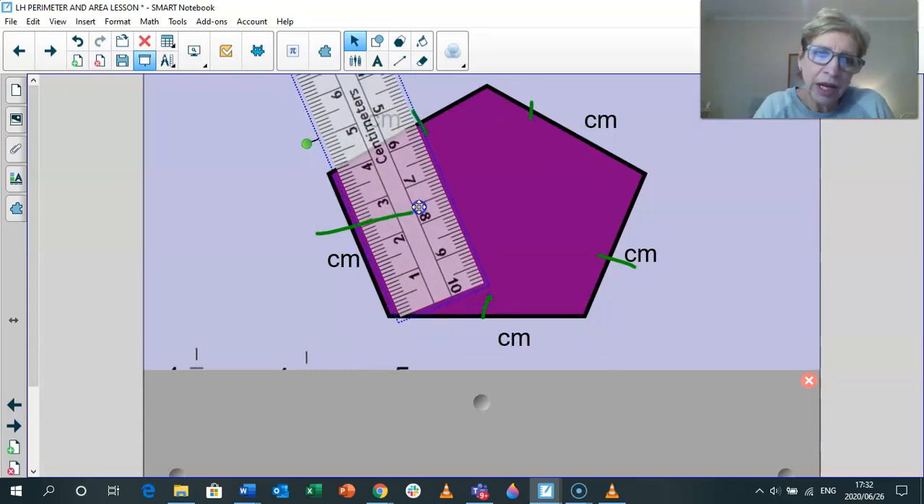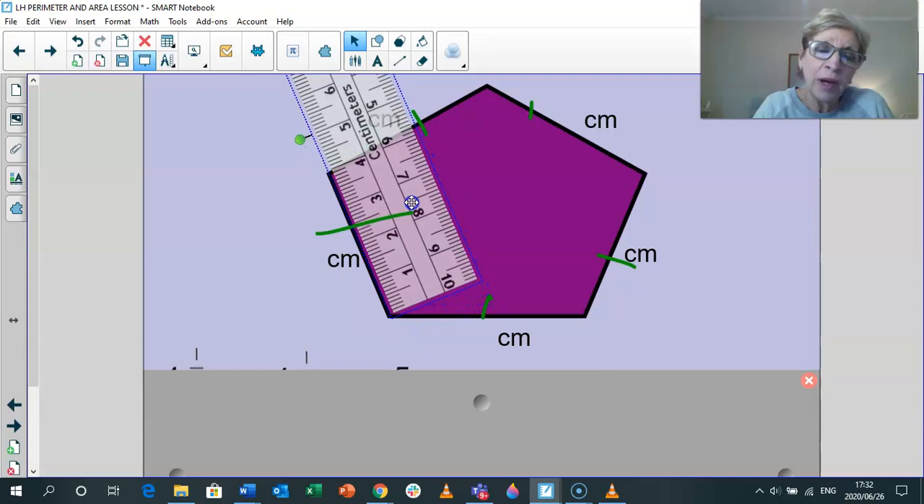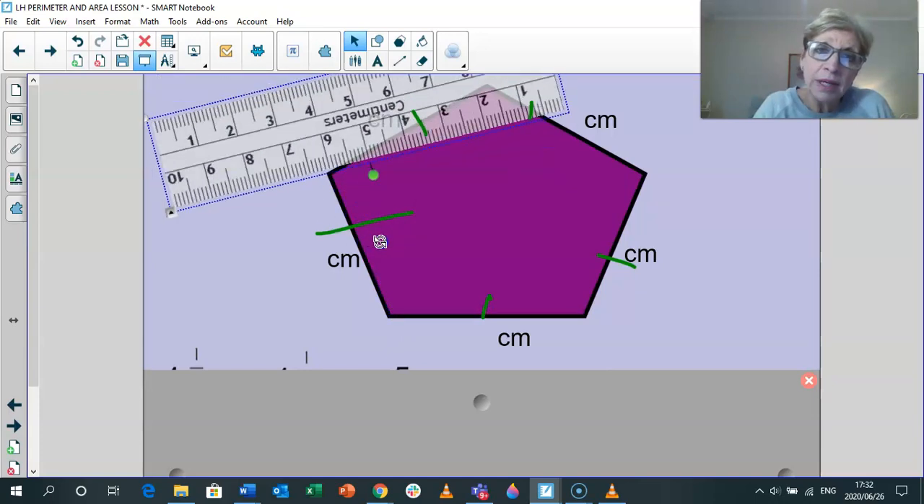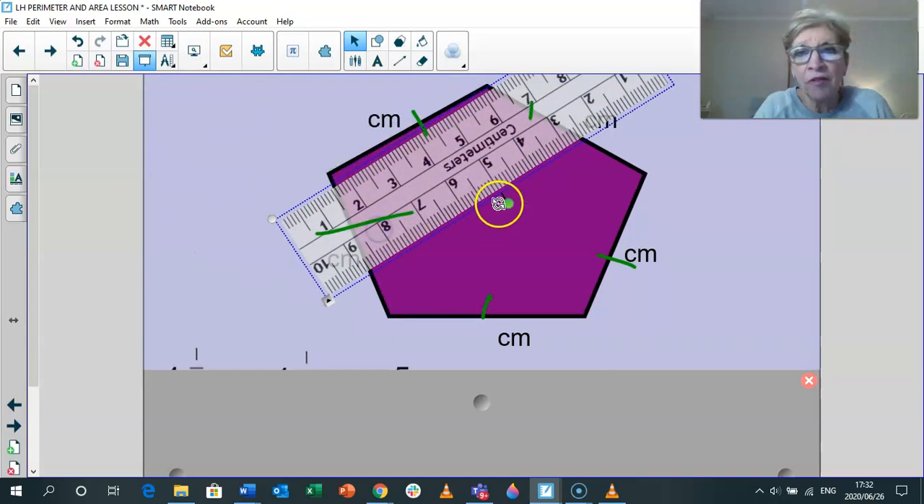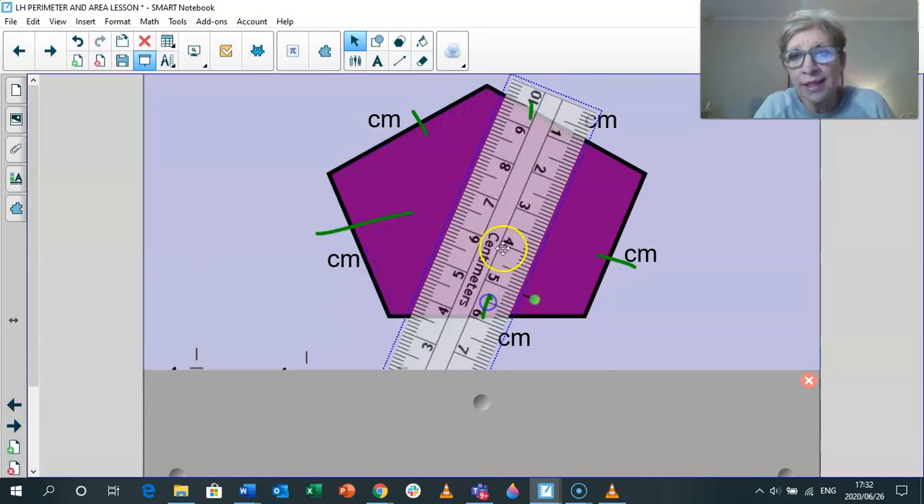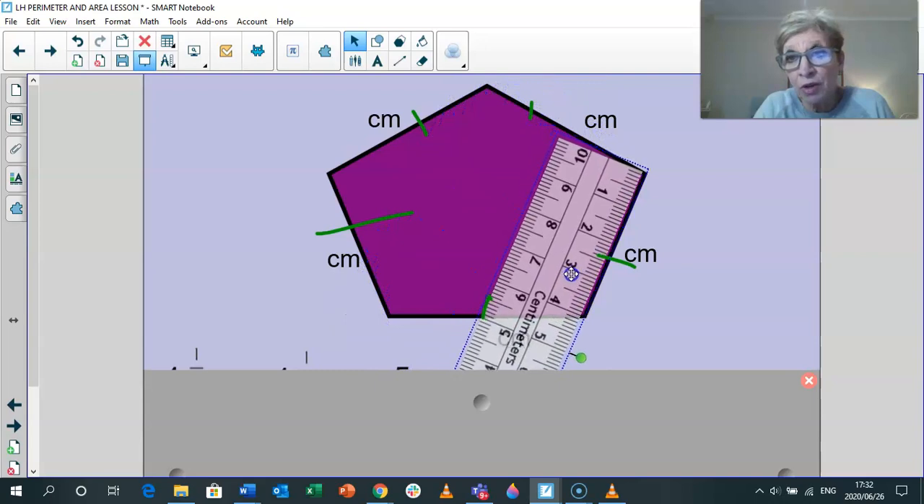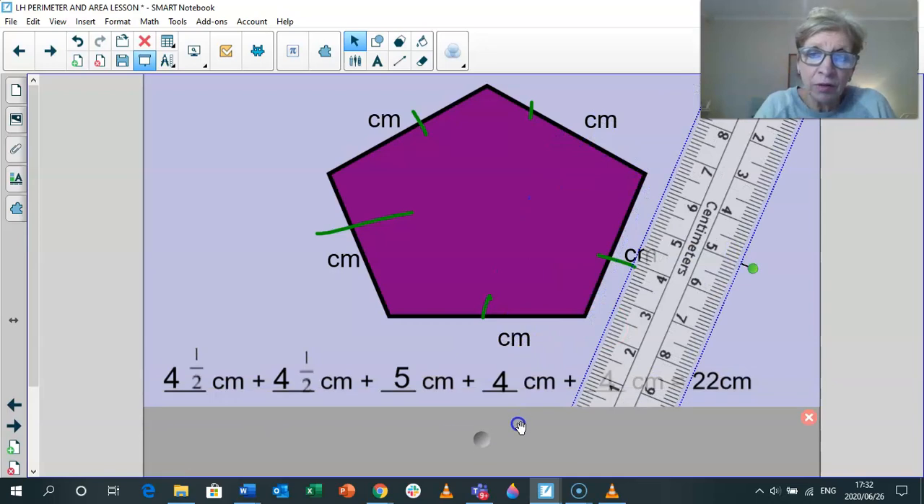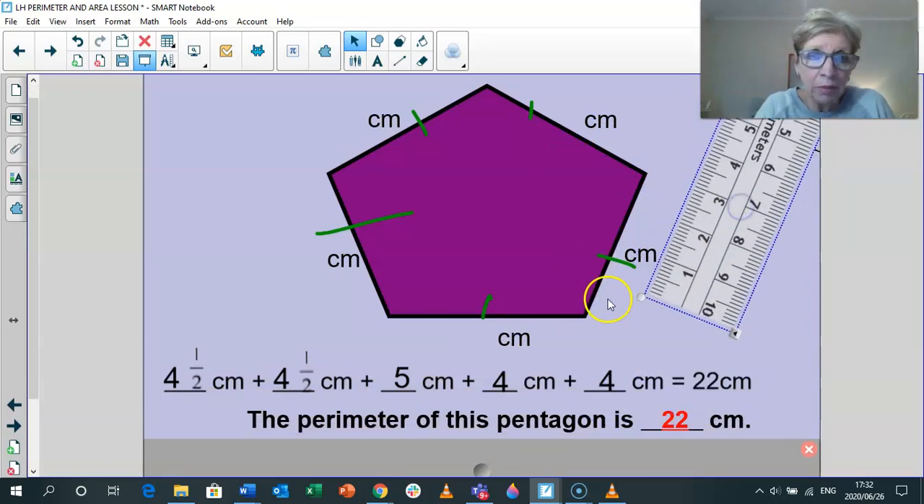Notice I'm starting at the naught. I don't start measuring at the 1. Well, that is 4 centimeters. So it's got 4.5, 4.5, 5, and 4. I wonder if this one is going to be 4 as well. Let's have a look, starting measurement from the naught and not the 1. That's also 4.